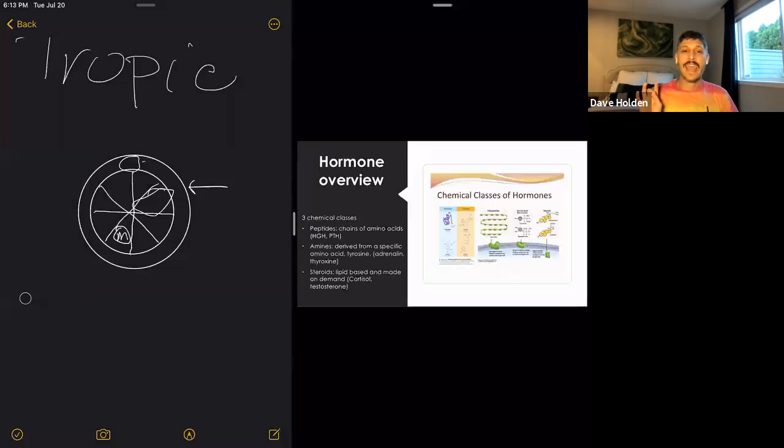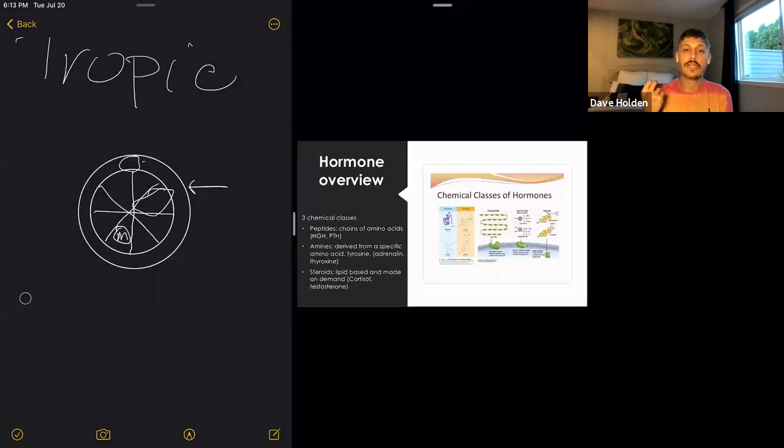The second category are the amines. These are derived from a specific amino acid, namely tyrosine. So tyrosine-based hormones. You're looking at things like adrenaline and thyroxine produced by the thyroid gland.